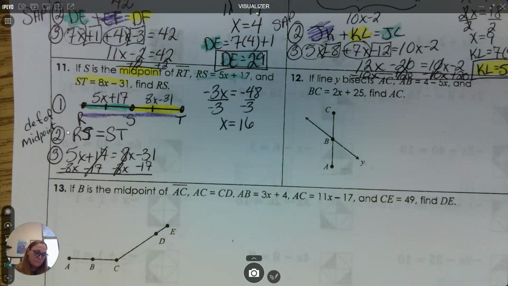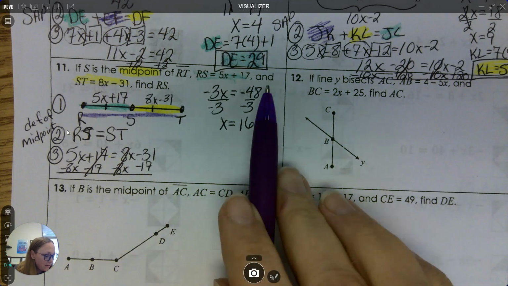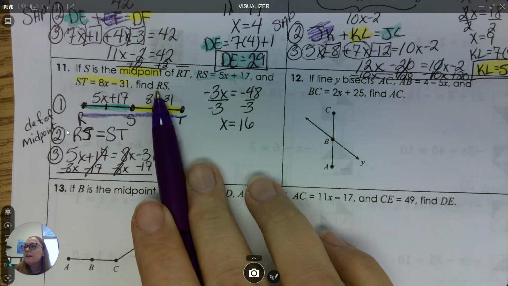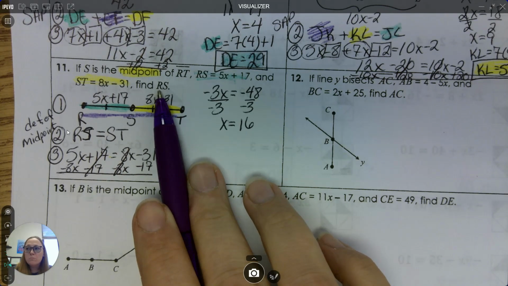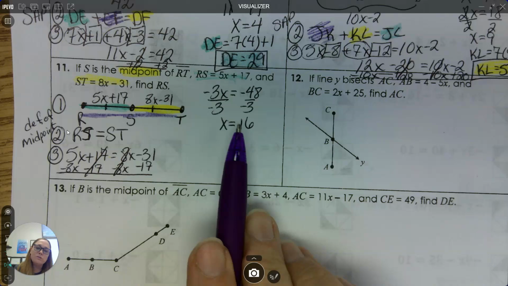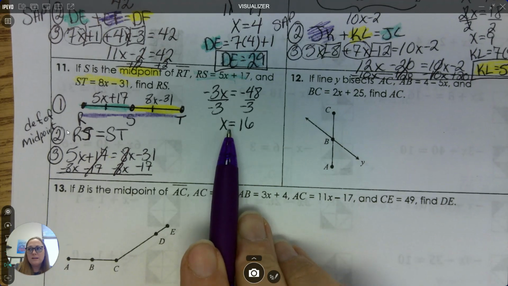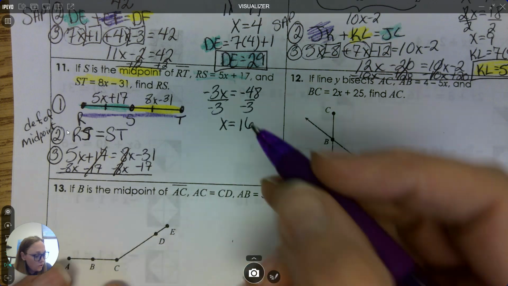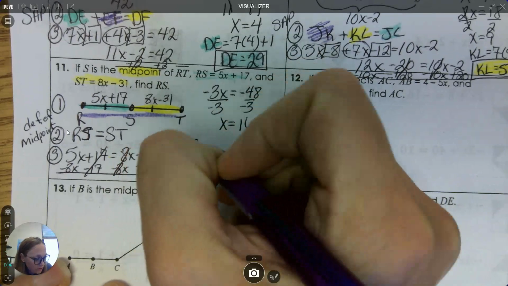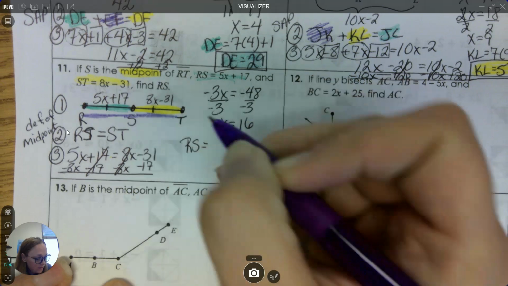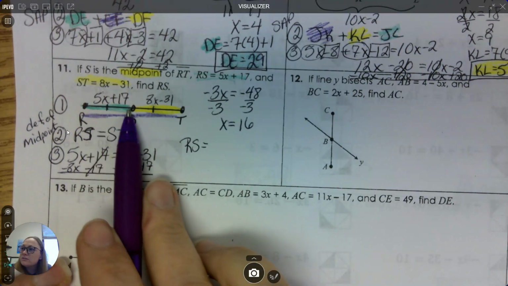Now I'm going to pause. Were they asking us to find x? No, they were asking us to find segment RS. And you'll notice the more we progress through our geometry, it's no more just finding x. It's find x and then plug it in to something else, which again is a good skill for Algebra 2 next year. Okay, segment RS is this piece right here, the turquoise piece.